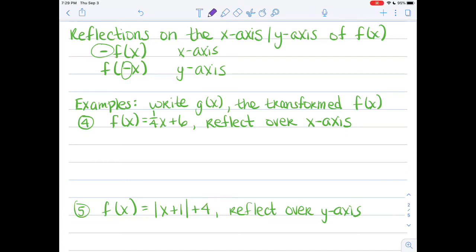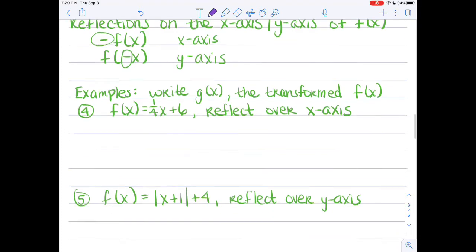Now let's look at reflections on the x-axis and the y-axis. So if we are reflecting over the x-axis, we have a negative sign out in front of our entire function. It affects the entire function. If we are reflecting over the y-axis, we only affect x because it's inside right there with x. So let's look at an example of each of these.